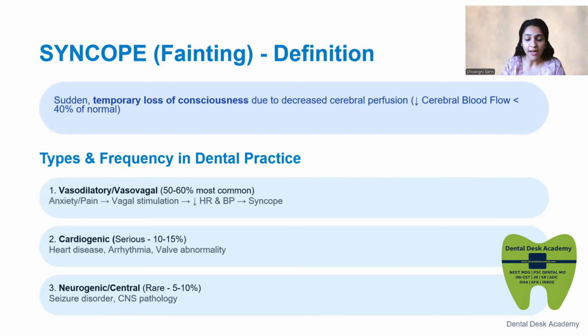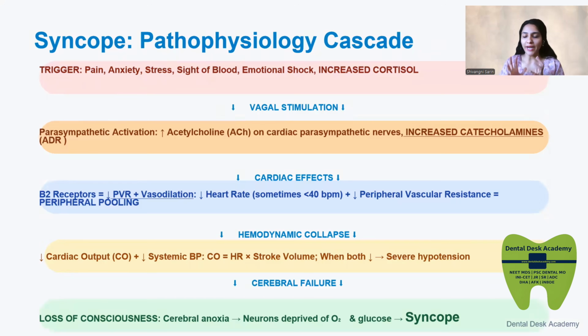Due to this, the patient may experience a loss of consciousness. It is temporary. The other type of syncope can be due to a pre-existing heart disease, which we call cardiogenic syncope, or it can also be neurological in nature. That is, it can be due to a pre-existing CNS pathology, or it can stem from seizure disorder, that is, loss of consciousness is also possible after seizures. Right now I will be discussing vasovagal syncope, which is the most common dental emergency encountered.